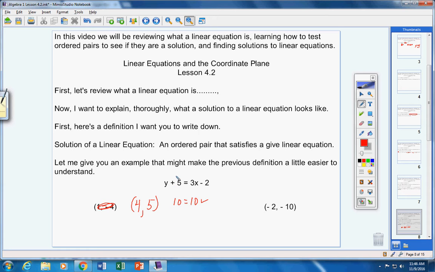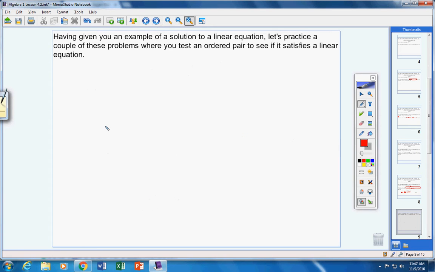Alright. So for the third and final time, an ordered pair that satisfies a given linear equation is a solution to a linear equation. I haven't given you an example of a solution to a linear equation. Let's practice a couple of these problems where you test an ordered pair to see if it satisfies a linear equation. Now, you might find this a little boring, so you can work ahead if you want to, okay?